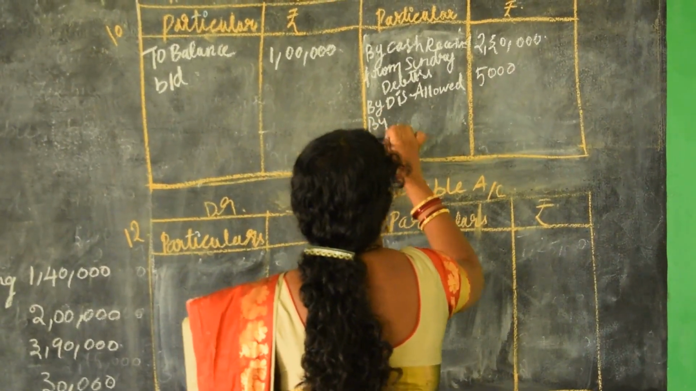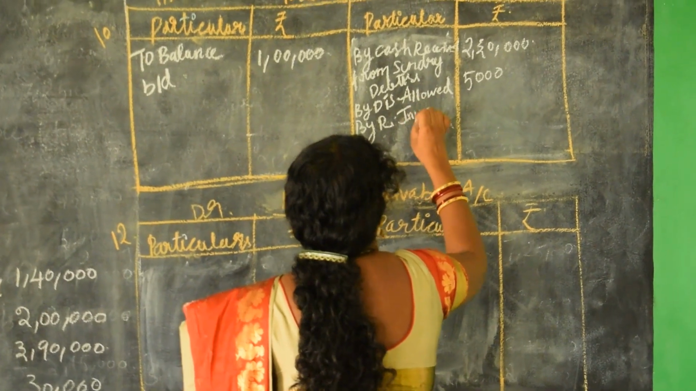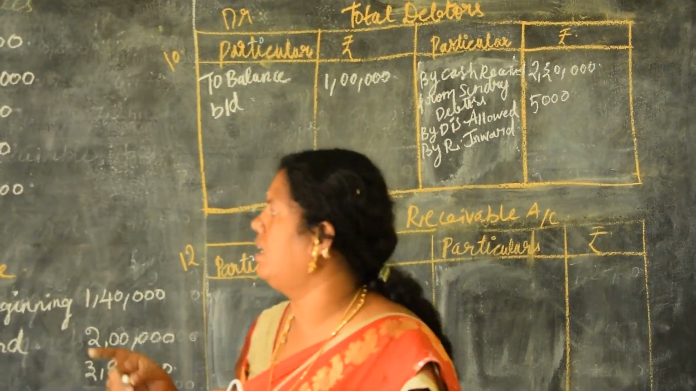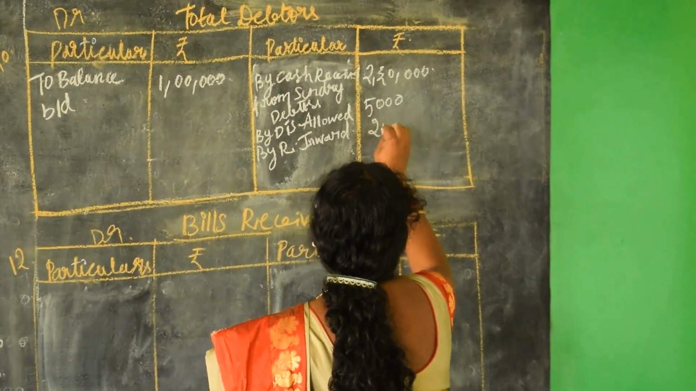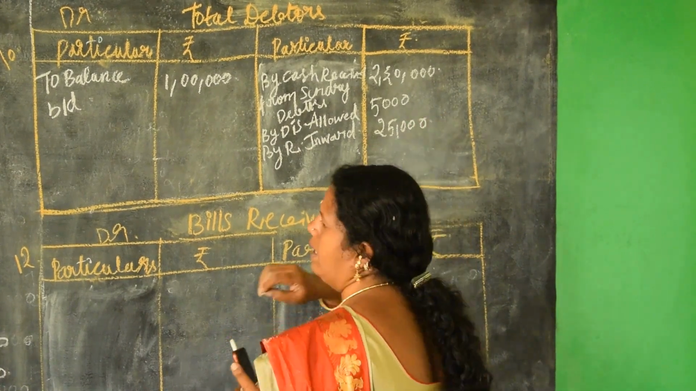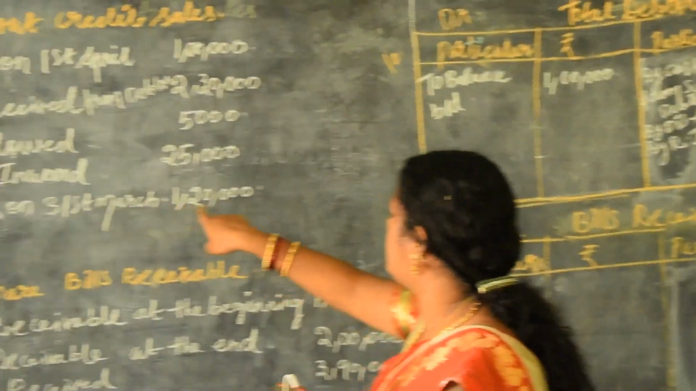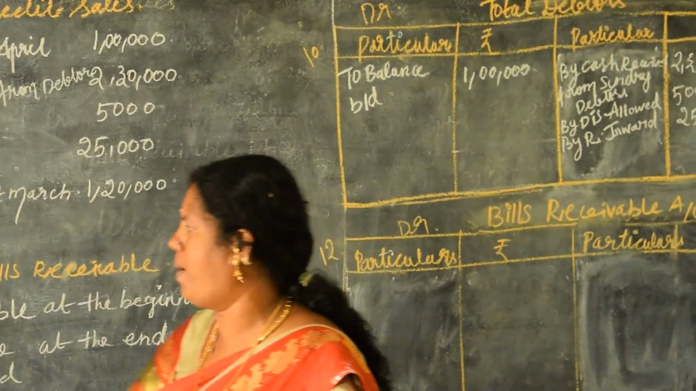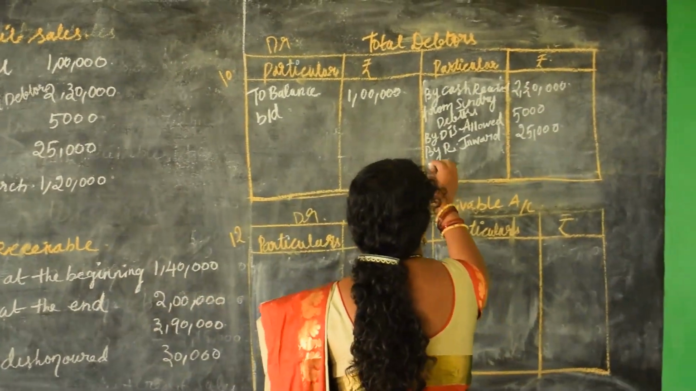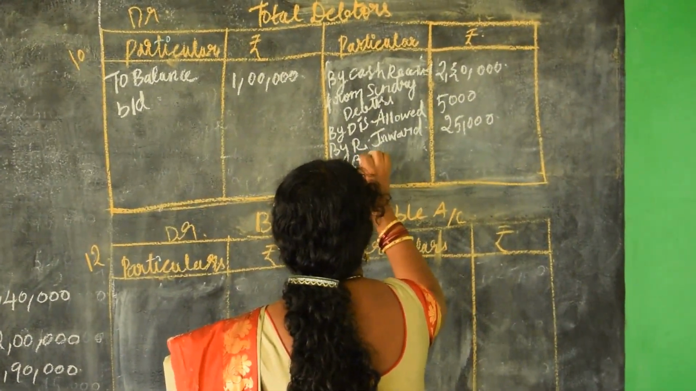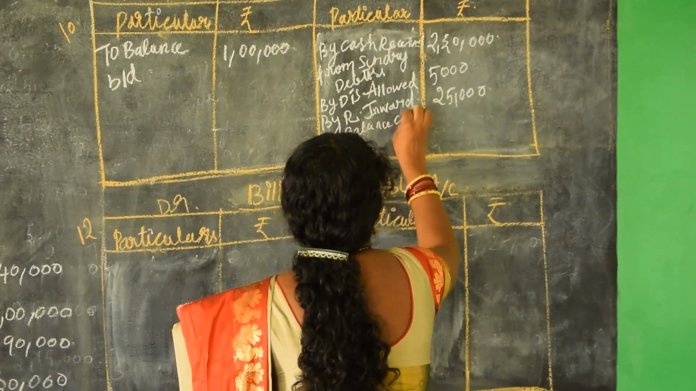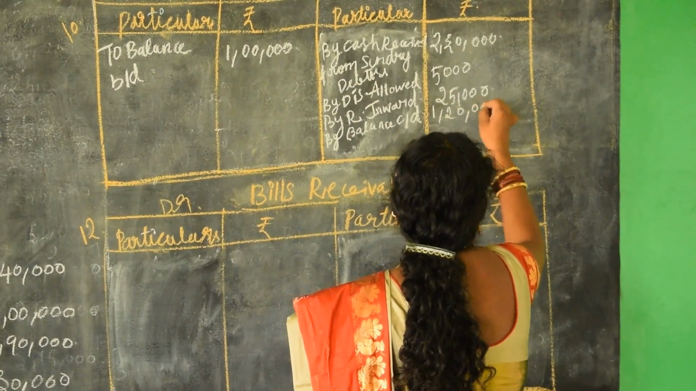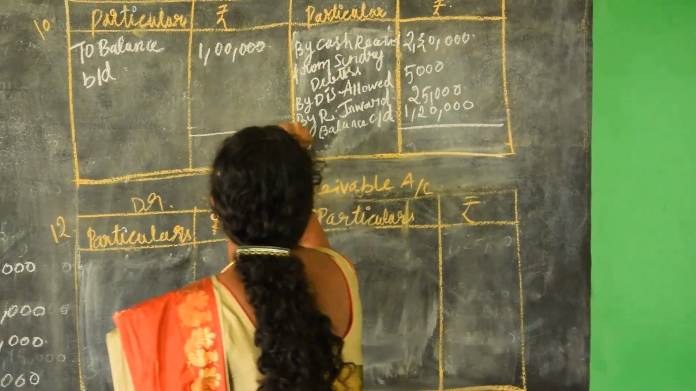Then return inward. What is meant by return inward? It is the other name for sales return. What is the amount? 25,000. The next, debtors on 31st March 1,20,000. It indicates the closing balance. What color should come into your mind? A green color. So green color indicates the closing balance. By balance c/d, how much? 1,20,000. Total both the sides.